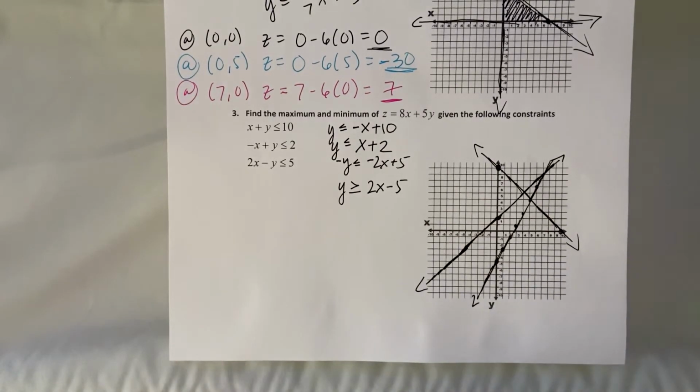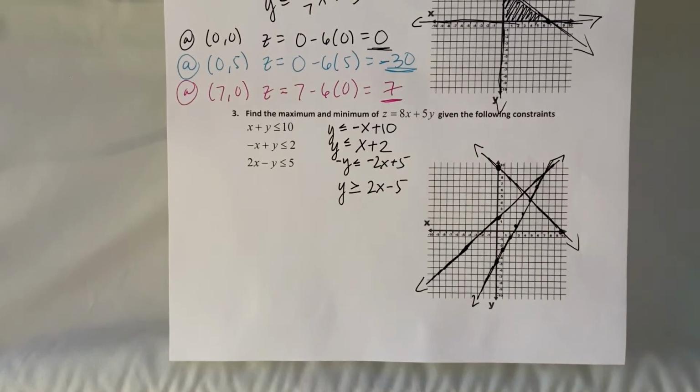Okay, so we drew a picture. Now, where are we supposed to be? We're supposed to be greater than this last line, the 2x minus 5, but we need to be less than the other two lines. So if we shade the area that is less than these two lines, the negative x plus 10 and the x plus 2, but greater than the other line, we'll get this infinite area.